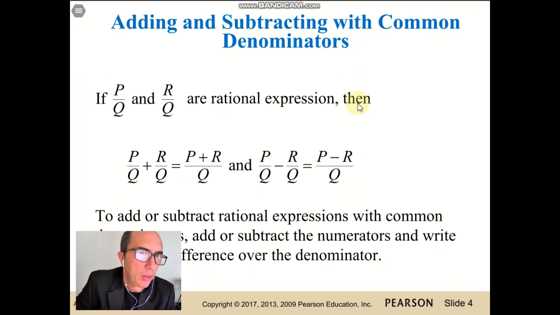If P over Q and R over Q are rational expressions, then P over Q plus R over Q is going to be equal to P plus R over Q. That means if they have the same denominator, it's going to be easy. You just add the numerators and keep the denominator, right? And this is going to be the same thing for subtraction.